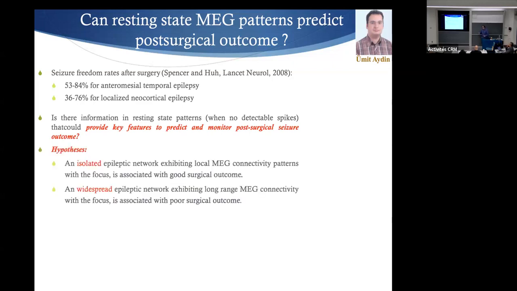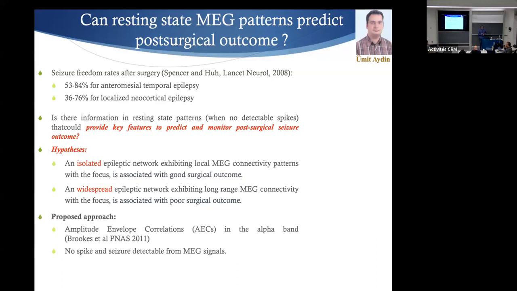So here we are making this hypothesis. We're going to look at resting state connectivity with the presumed focus. If I have a focus that is here, and during resting state, when there is no epileptic activity, this focus is isolated from the rest of the brain, then probably removing that focus will be beneficial for the patients, and they are going to become seizure-free. But if during resting state this focus is already having a lot of long-distance connections, then removing it might transfer the epilepsy somewhere else, and that's not good for surgery. And that's what we assessed.